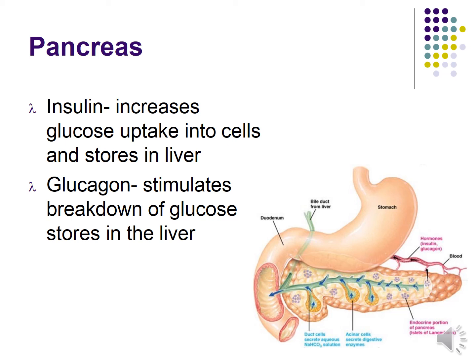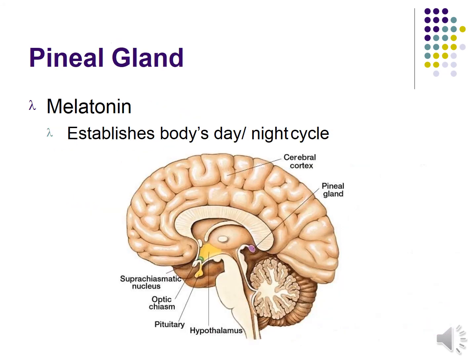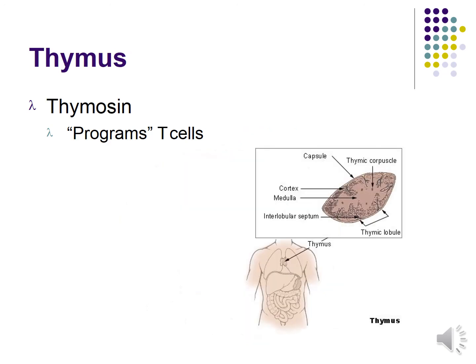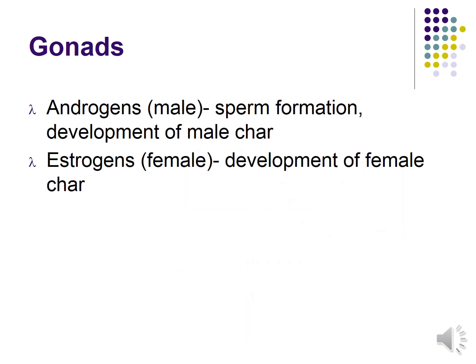Pancreas. Insulin increases glucose uptake into cells and stores it in the liver. Glucagon stimulates the breakdown of glucose stores in the liver. Pineal gland. Melatonin establishes the body's day-night cycle. Thymus. Thymosin programs the T cells.